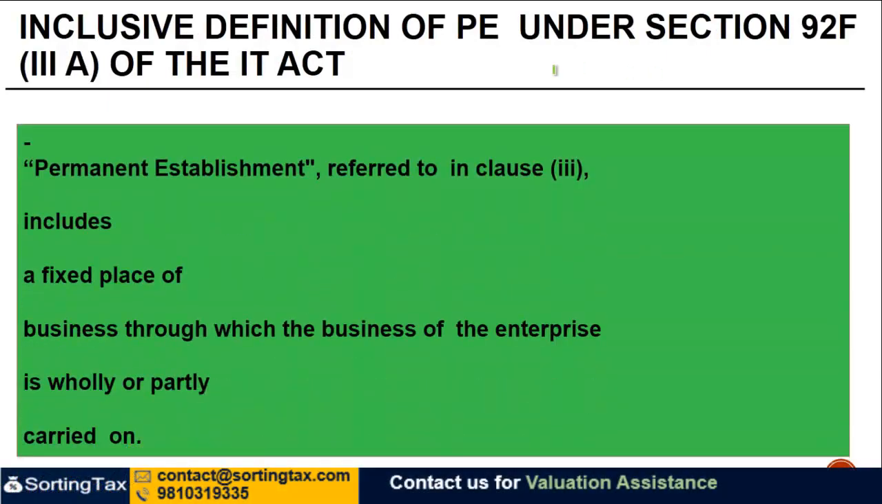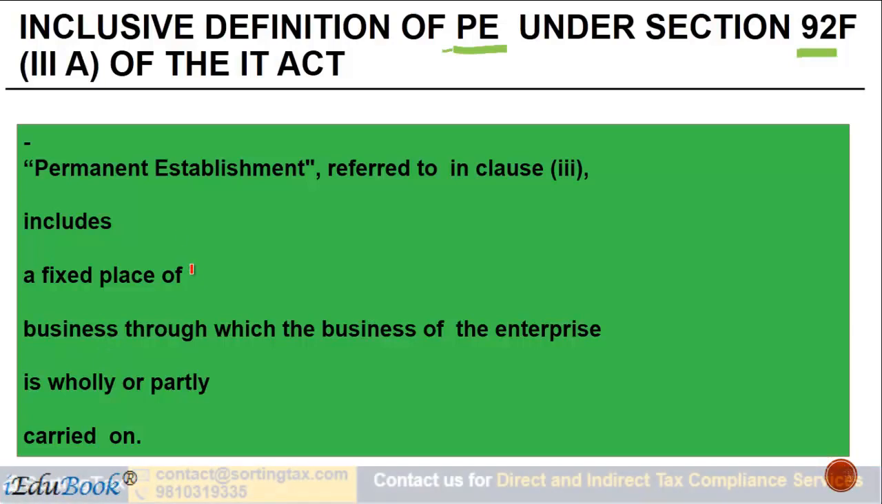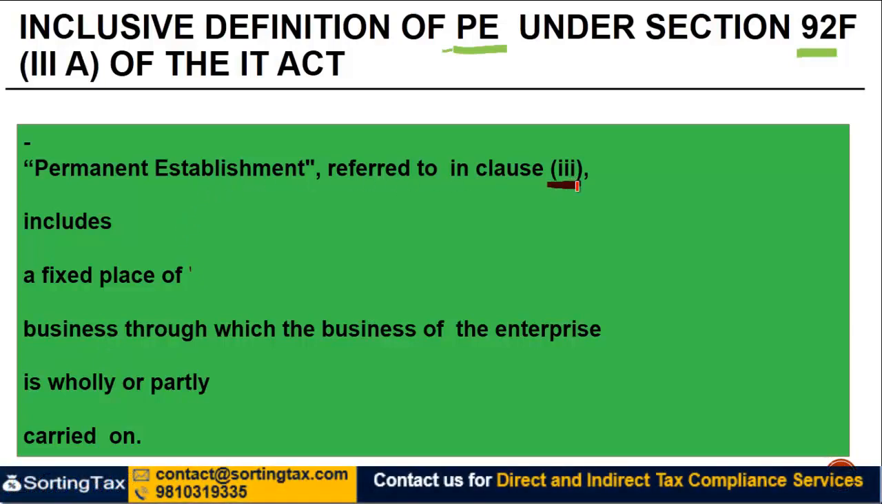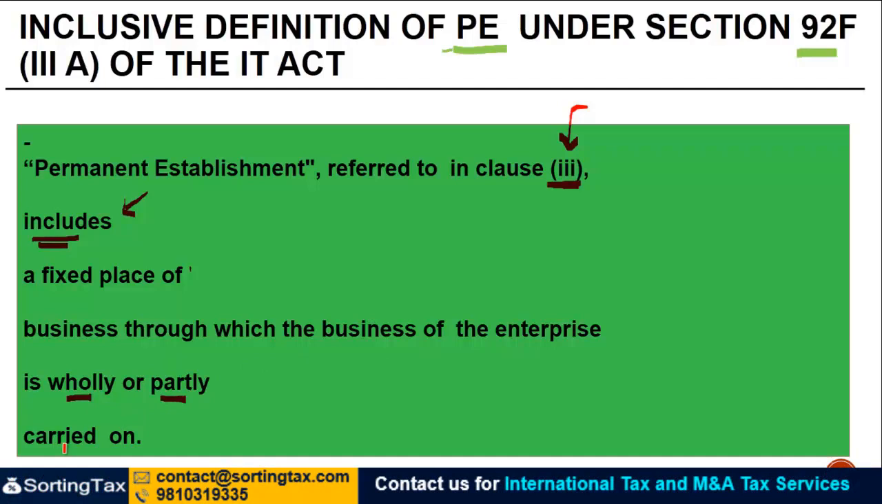Like we said, there's an inclusive definition of the PE under Section 92F, but this PE is for the purpose of the PE referred to in clause 3. It includes a fixed place of business through which the business of an enterprise is wholly or partly carried on. The thing to be noted here is that this clause 3 basically deals with transfer pricing cases, and this is an inclusive definition. We will discuss these terms as we discuss the concept of PE: what a fixed place is, what carried on means, and things like that.